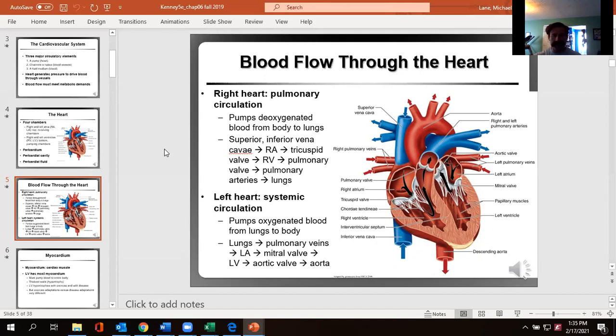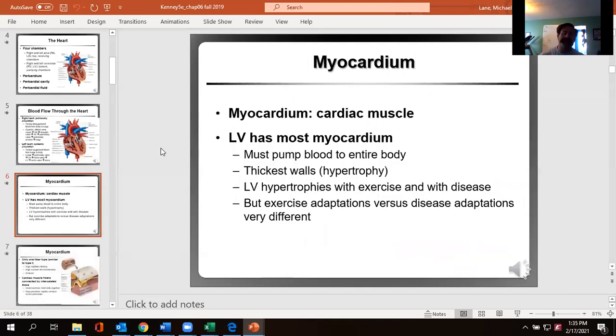So it's a flowchart. I believe in you guys. We then have what's known as a myocardium. That's where we actually have our muscle.